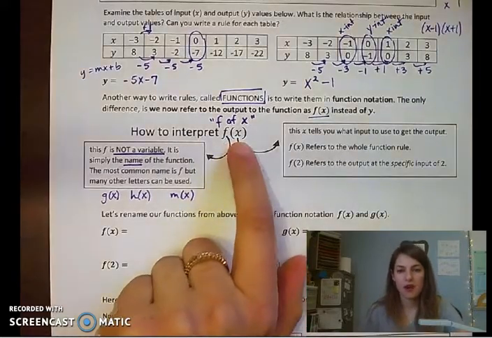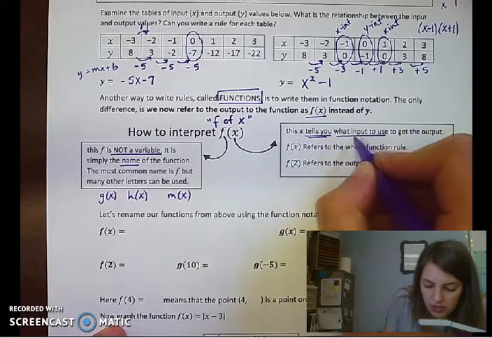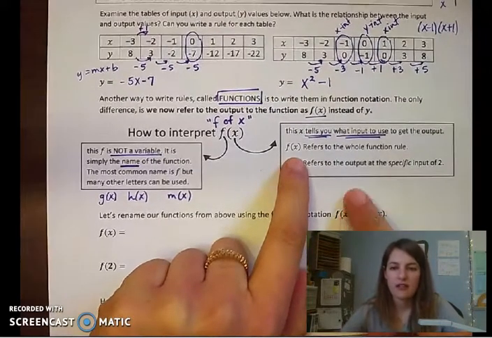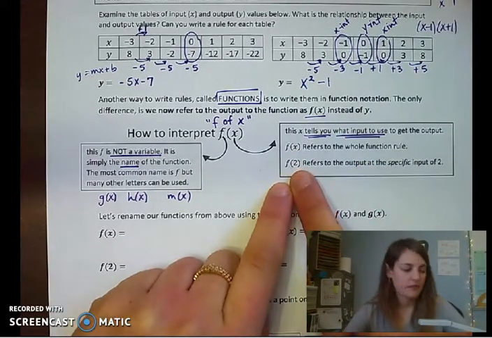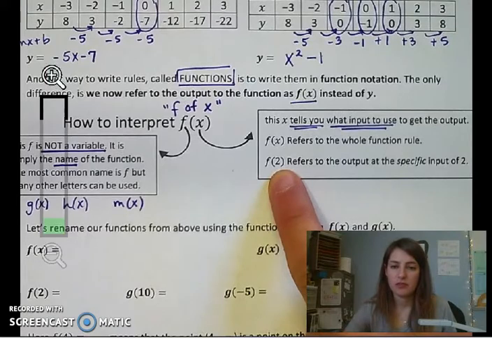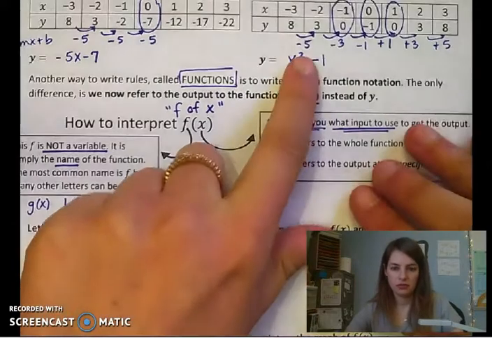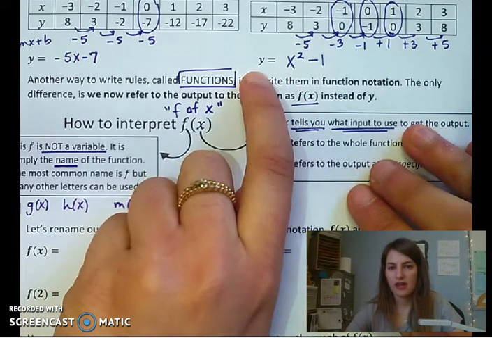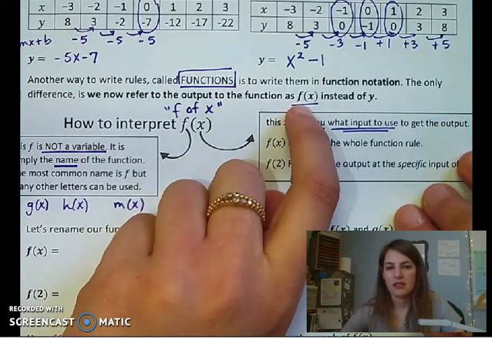And then the of x part, so that x tells you what input to use to get the output. So when you see the notation f of x, it just refers to the whole rule. But then when you replace the x with a number, it refers to the output of that specific number. So we're used to seeing y equals x squared minus 1 up here. And x is our input, and then y is the output. So now it's just going to be, instead of y being the output, f of x is the output.